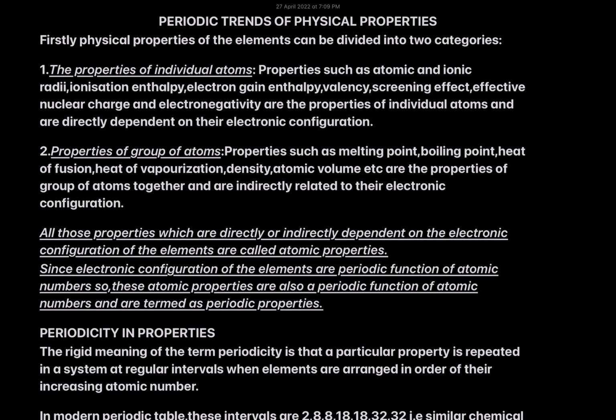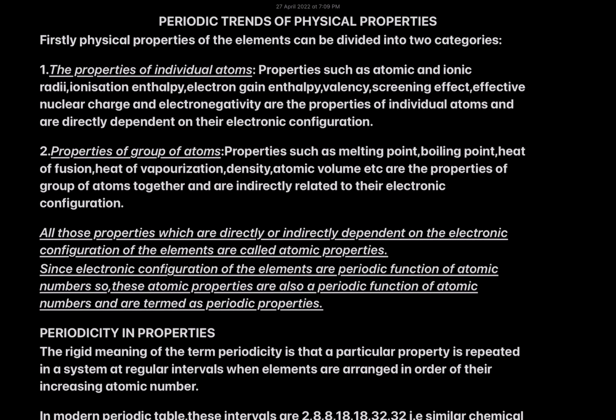My dear students, today's topic for the lecture is the periodic trends of physical properties. So it's just an introductory topic. Firstly, physical properties of elements can be divided into two categories. The very first category is the properties of individual atoms. The properties such as atomic and ionic radii, ionization enthalpy, electron gain enthalpy, valency, screening effect, effective nuclear charge, and electronegativity are the properties of individual atoms and are directly dependent on their electronic configuration. We are going to study in detail about these properties in the further lectures.